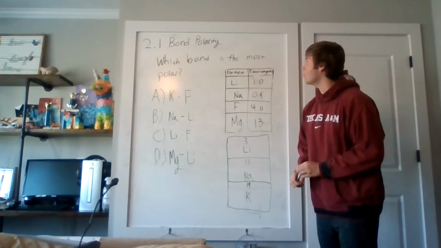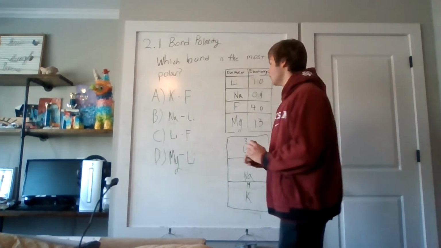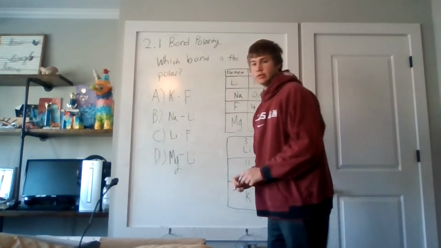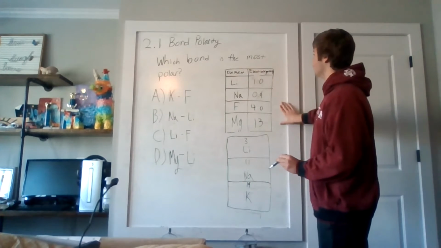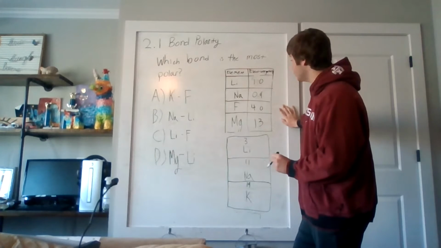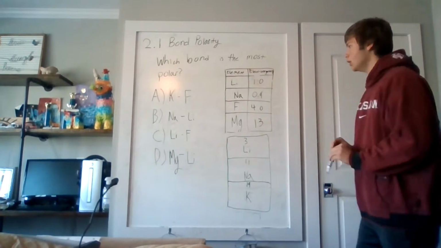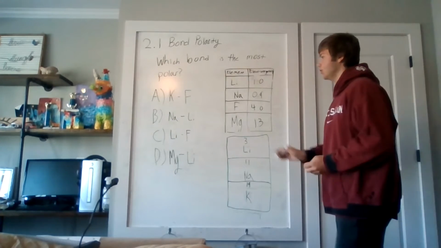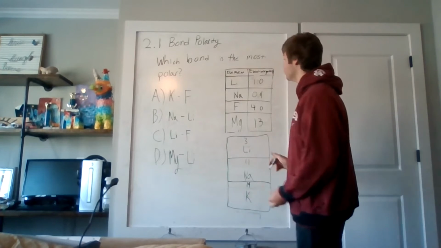So looking at this problem, which bond is the most polar? We have a variety of different bonds, and we have a table giving us the electronegativity of each element, as well as an excerpt from the periodic table. So let's go through these first. I'm going to skip A, because it's not in the electronegativity table.